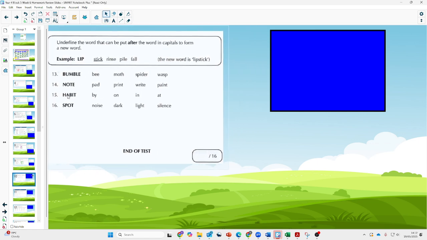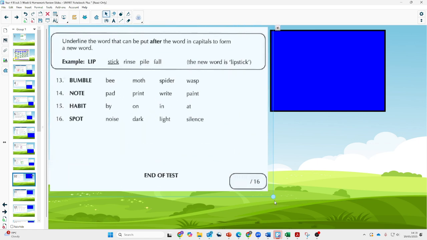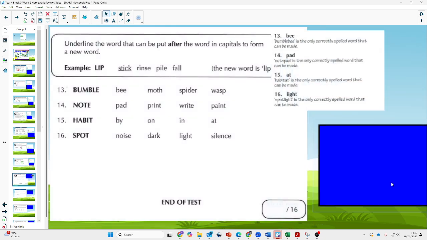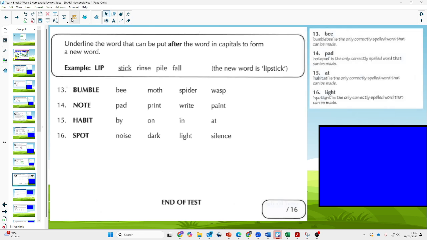I'm going to make this set just a little bit bigger so it's easier for you to see. We'll reveal the answers as well. So let's just find out what we need to do here. We need to underline the word that can be put after, and I think that's really important to remember, it's after the word in capitals to form a new word. So it's bumble, and it goes with B.